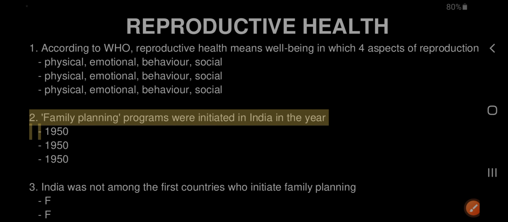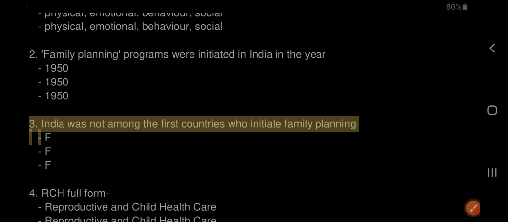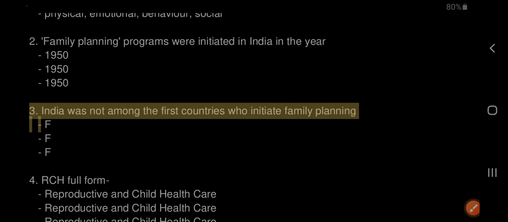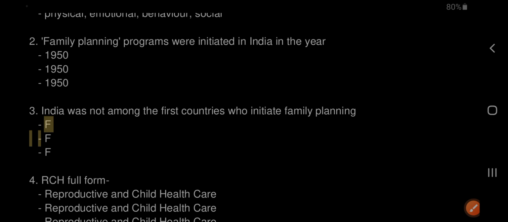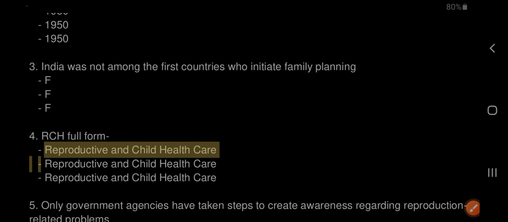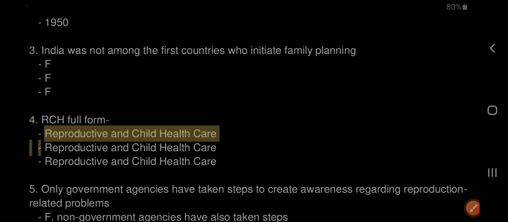3. India was not among the first countries to initiate family planning. False. 4. RCH full form: Reproductive and Child Health Care.